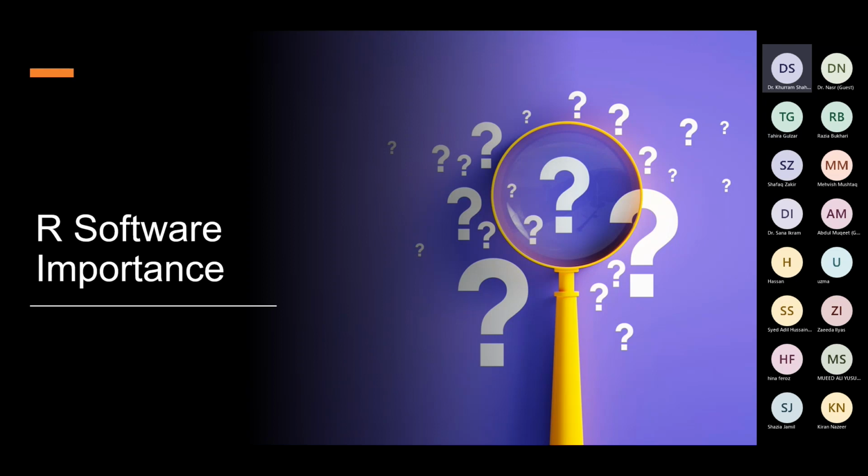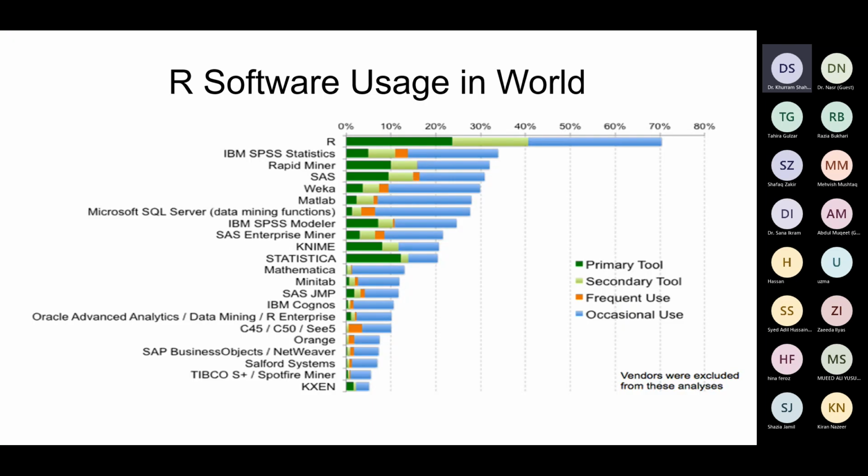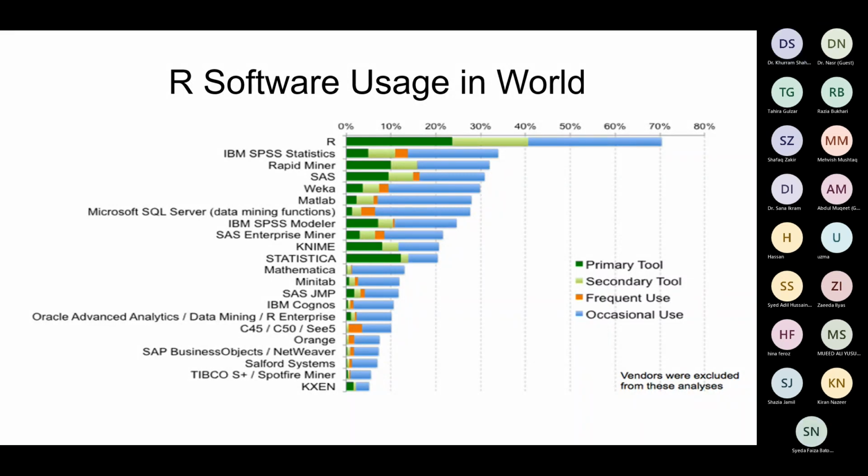Why is R important, why are we here to learn R? Among 21 software packages in the world currently used as a primary tool or secondary tool, R is frequently used, and among the top 20 R is in the top position. R is the future of data analysis. If you know R, you can deal with your data more easily, understand your data, and present it in the most effective ways.